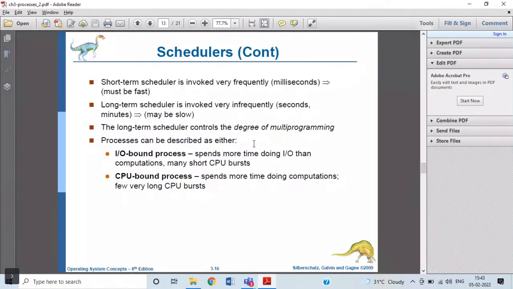Here processes can be described as either IO-bound processes or CPU-bound processes. An IO-bound process spends more time doing IO than computation, and a CPU-bound process spends more time doing computations. Okay.